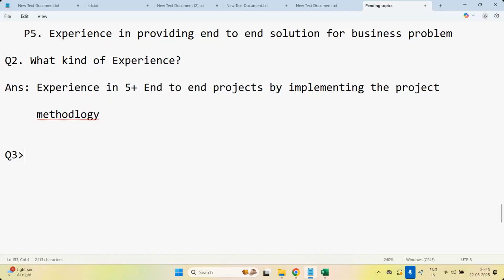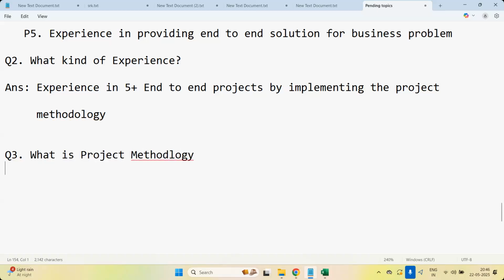Okay, if you are the interviewer, what is the question you will ask? Either you will ask what projects you have done or what project methodology you have applied. In these two only you have to ask one question. I told you 5 end-to-end projects. Either you ask what are the 5 projects, or I told you the project methodology, so you have to ask the project methodology. Out of these two, one. Now you are going to ask what project methodology you have implemented?